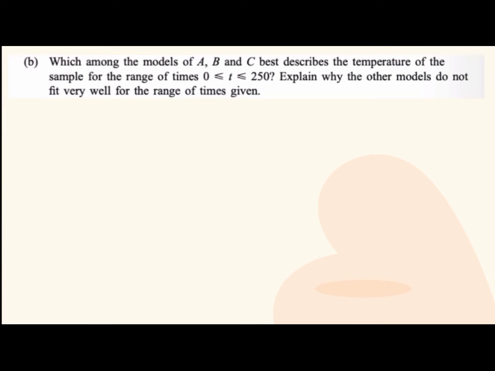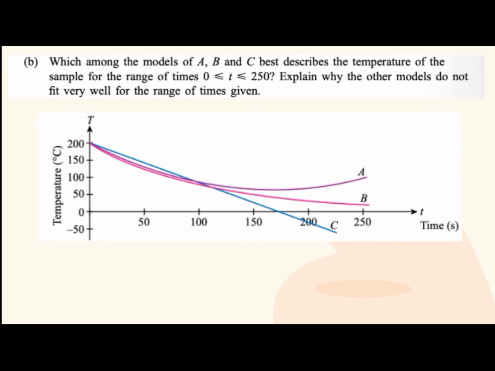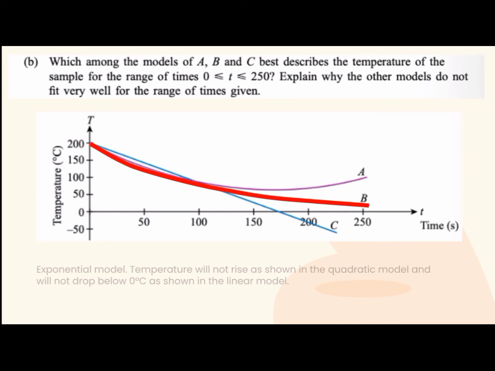For question B, which among the models A, B, and C best describes the temperature of the sample for the range of time, that is t is greater than or equal to 0 and less than or equal to 250? Explain why the other models do not fit very well for the range of times given. The model that best describes the temperature for the range is the exponential model.